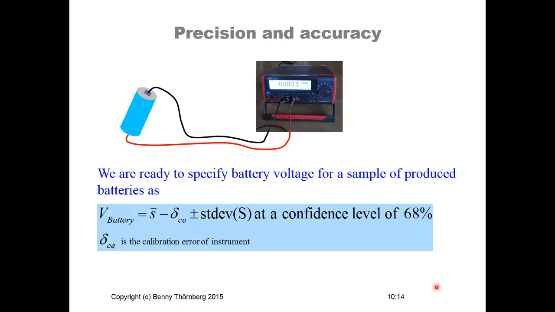So I think we are now ready to specify the battery voltage for a sample of produced batteries. This sample is n measured values that we take out of a large, infinitely large population of measurement values. And the voltage of the battery is the mean value of the sample minus the accuracy error, this calibration error of the instrument. We assume that the accuracy error is equal to the calibration error of the instrument, plus minus the standard deviation of the sample at a confidence level of 68%.